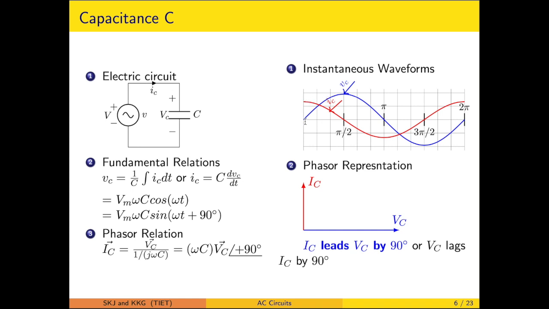On the instantaneous basis, when we see the plot of voltage and current, this will be the nature. Here the current leads the voltage by 90 degrees, and that lag-lead relationship you can easily see with respect to time when t is equal to 0, which is a reference point. So you can say IC leads VC by 90 degrees, or you can say VC lags IC by 90 degrees.